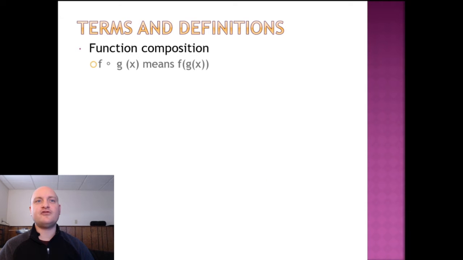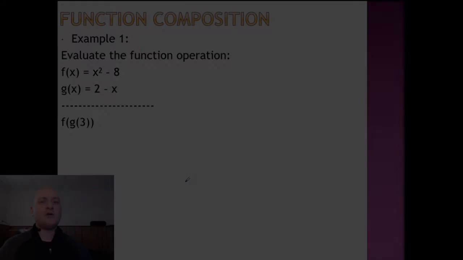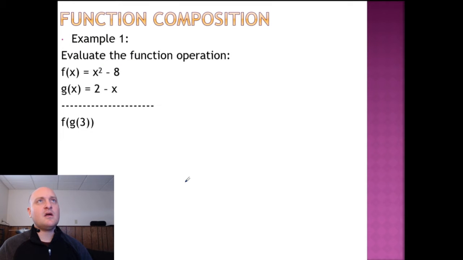These are the two ways generally you'll see them, whether it uses this small circle or whether it just puts another function inside of the original function. So for our first of two examples today, what happens if we evaluate the function f at g of 3 for the given functions f of x equals x squared minus 8 and g of x equals 2 minus x?